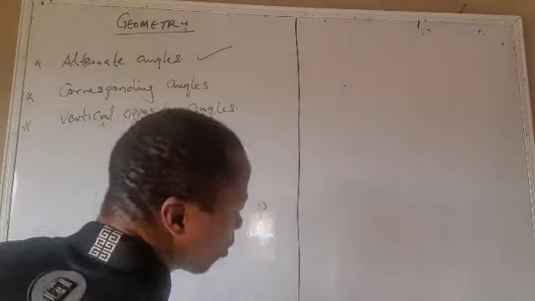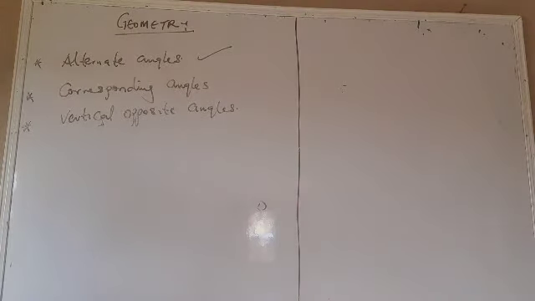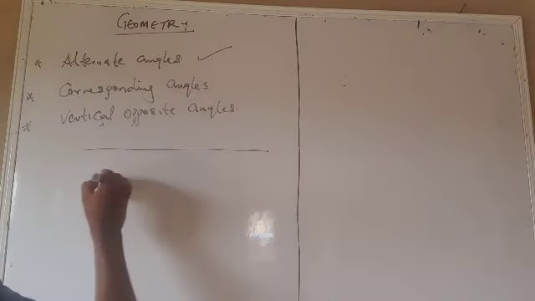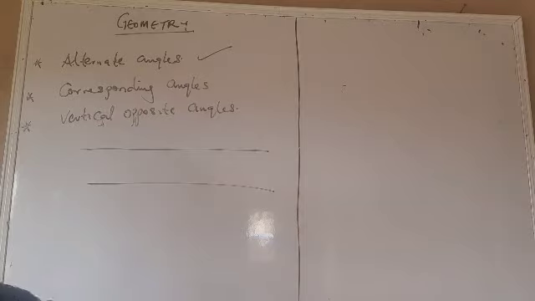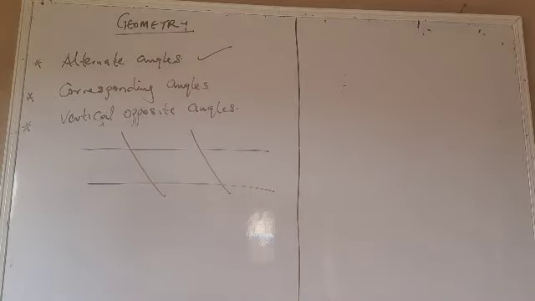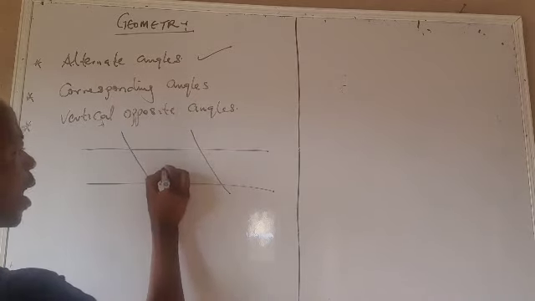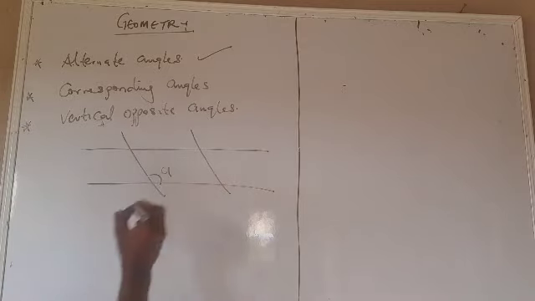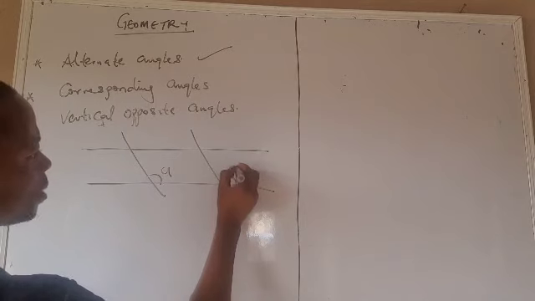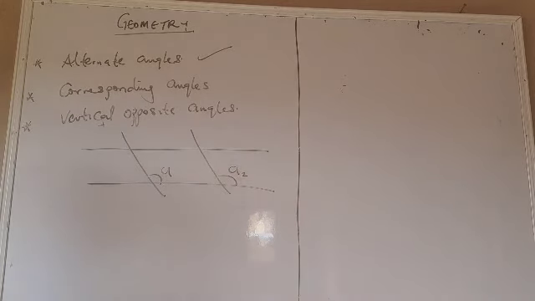corresponding angles. What are corresponding angles? If you have two straight lines, and we have a line that crosses them. Now, if this angle happens to be angle A, it is said to be corresponding to this angle, and I call it angle A2.